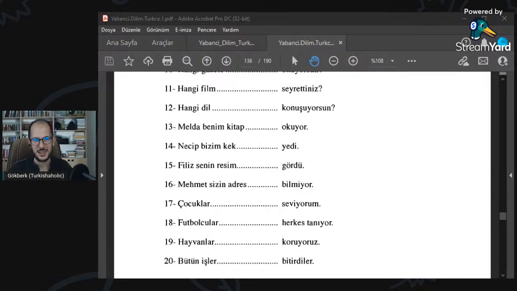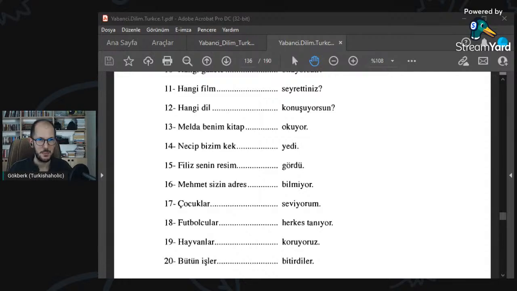So, hangi dili konuşuyorsun? Number 13. Melda is a Turkish female name. Melda benim kitabı. So kitap, the P sound becomes the B sound. Hangi kitabı okuyor? So Melda. I'm not hangi kitabı. Melda benim kitabı okuyor. Melda is reading my book. Okay, kitabı.